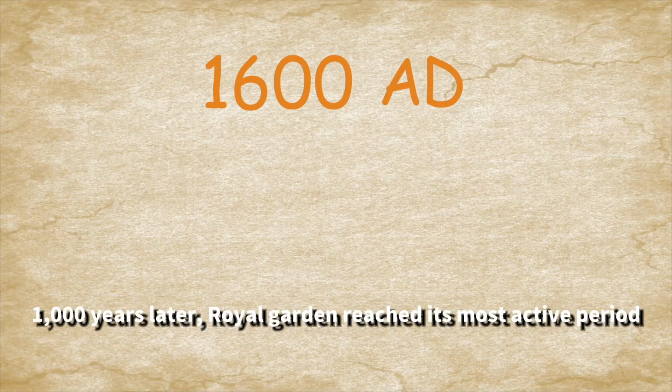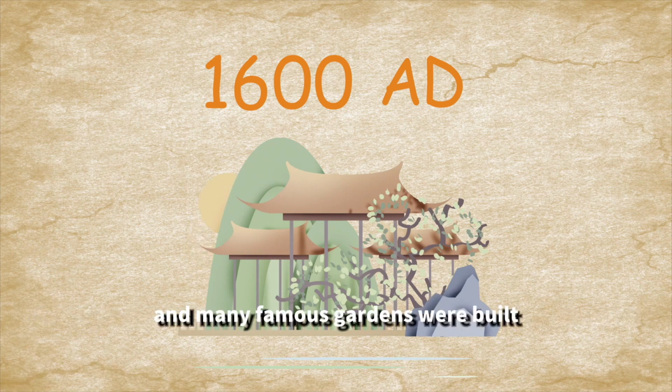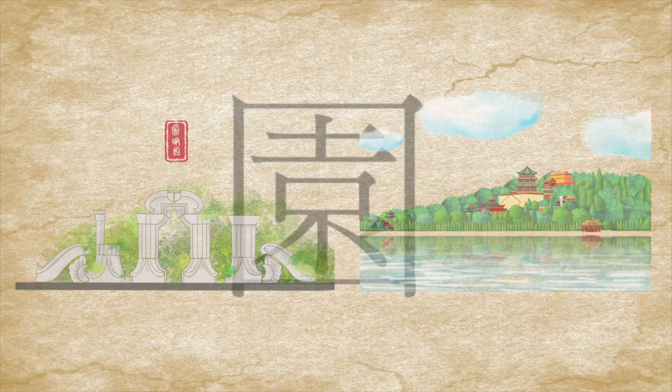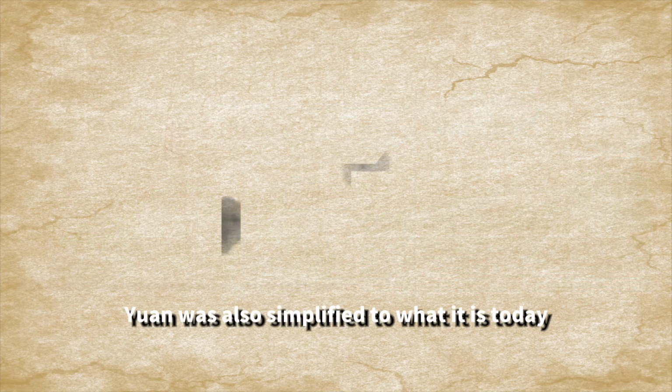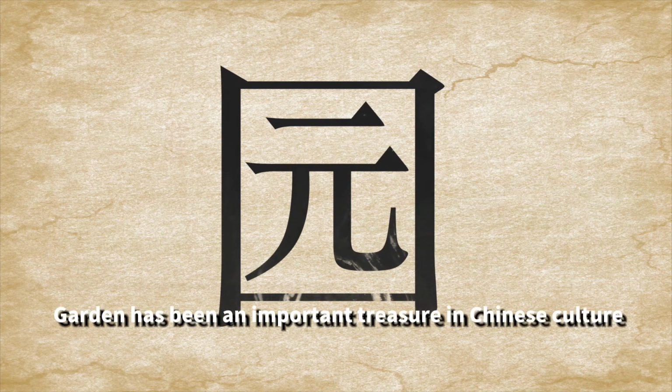1,000 years later, Royal Garden reached its most active period, and many famous gardens were built, such as the Winter Palace and the Summer Palace in Beijing. Yuan was also simplified to what it is today. Since then, garden has been an important treasure in Chinese culture.